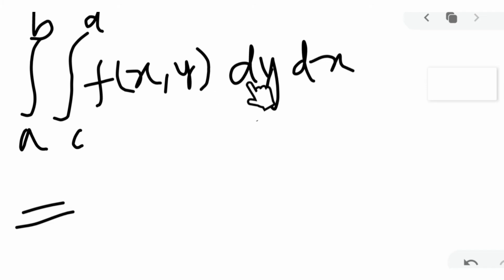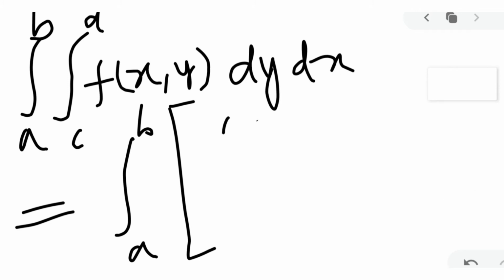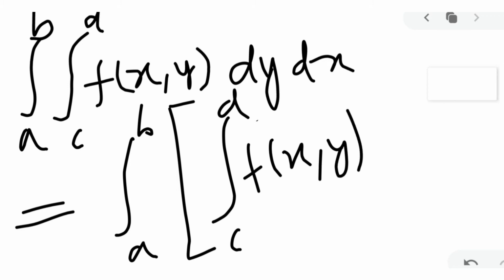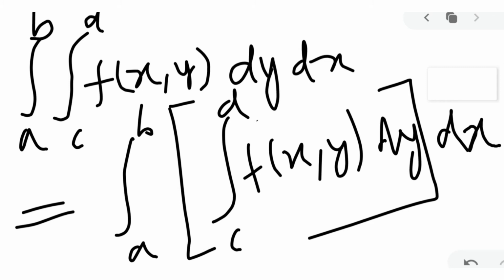Because we have dy here, the limits will always be of y. Here there will be the limits of y, because here we have dy, and then we have dx, therefore the limits here will be of x. So here we will have a to b, like the previous one, integration over c to d of f(x, y) dy. We have to integrate with respect to dy first, then with respect to dx.